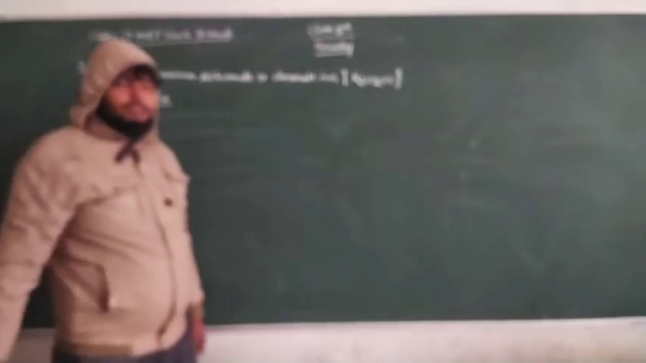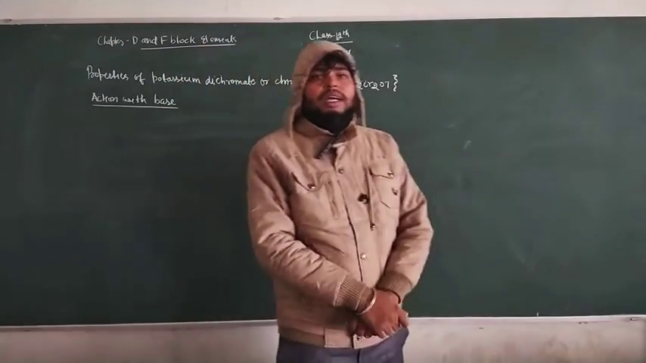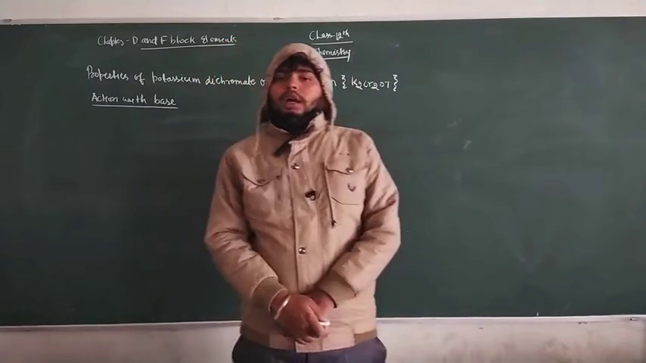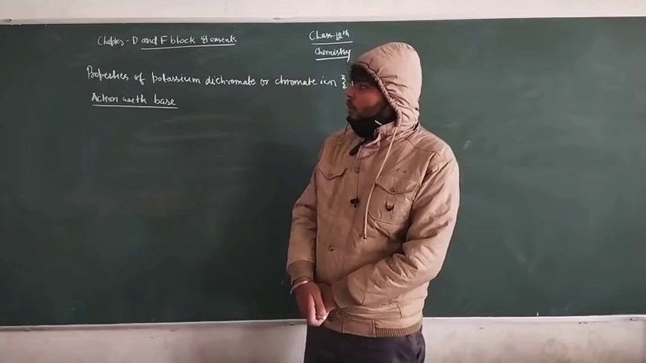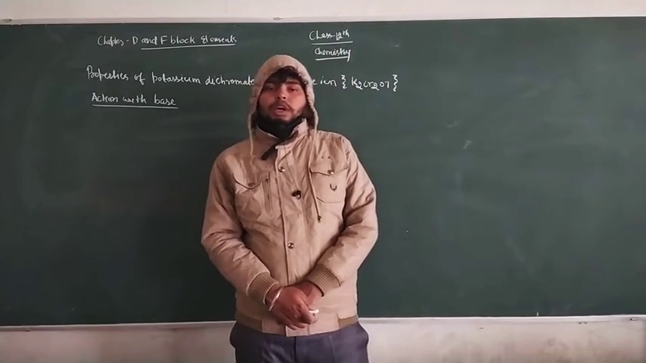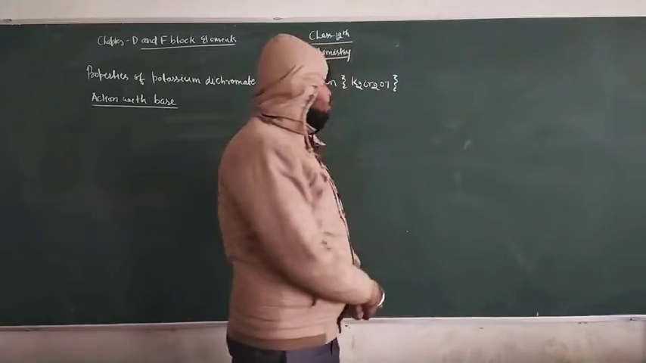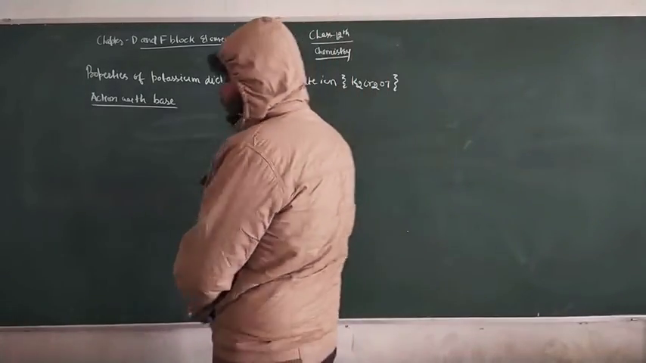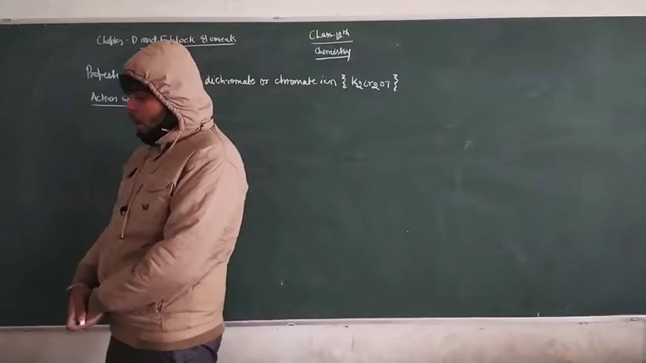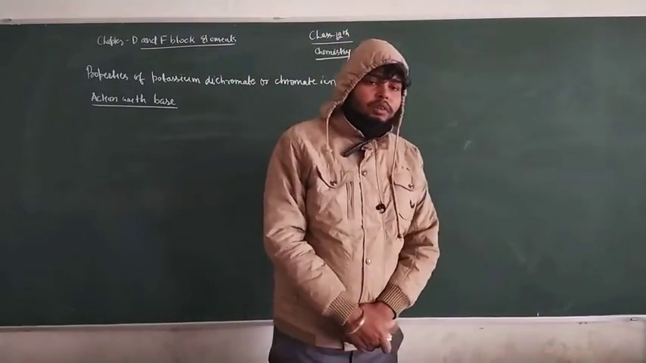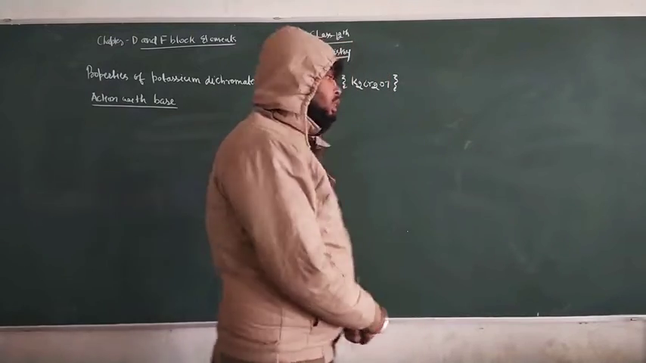That means in this section we have to discuss what happens and what the resultant products are after the combination of potassium dichromate with any base. That means, on heating the alkalis, what is the formation and what are the changes we have to discuss.